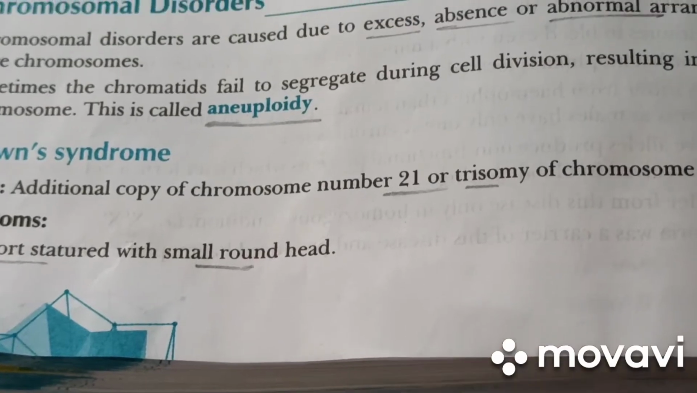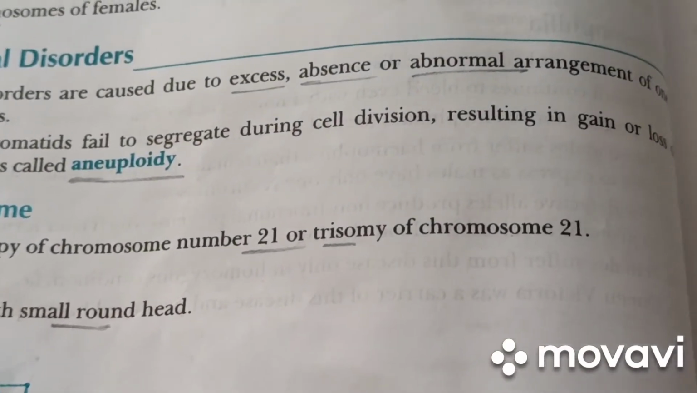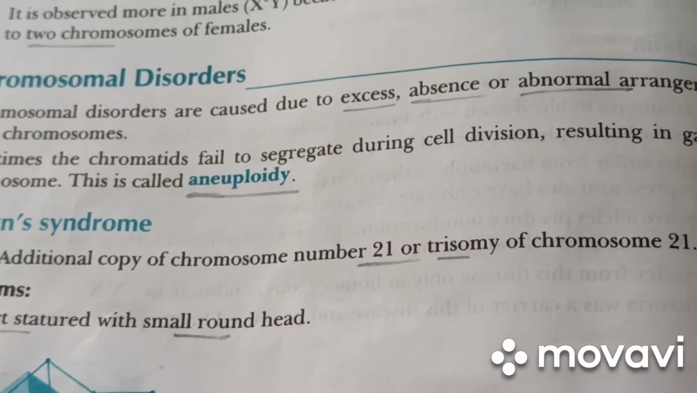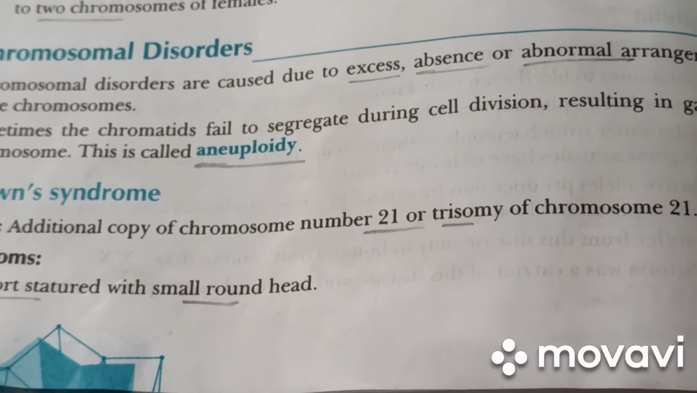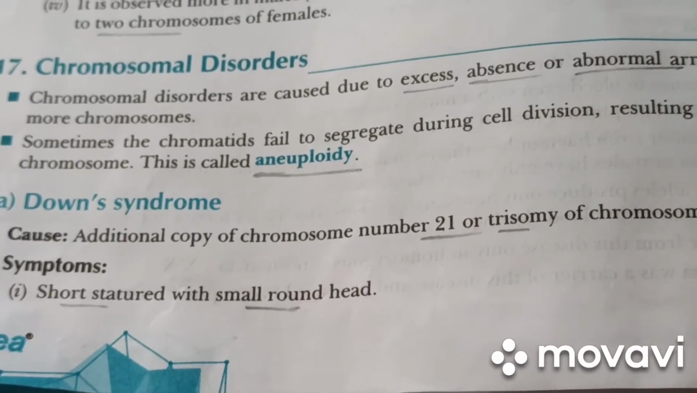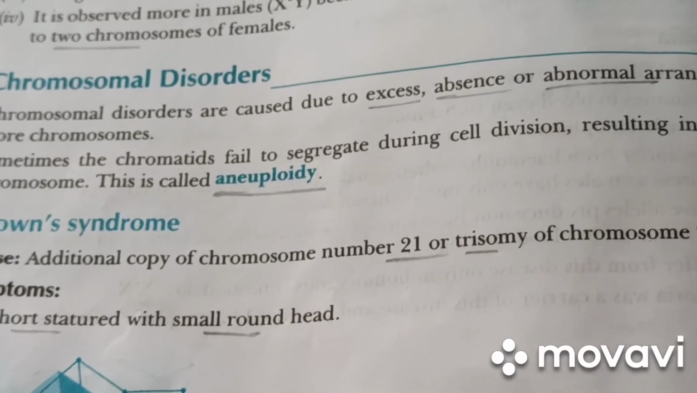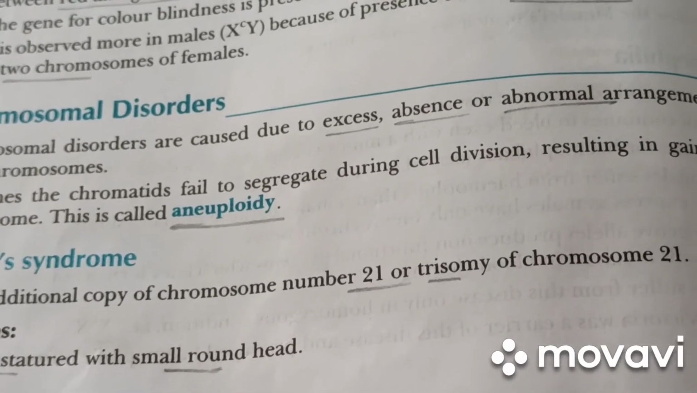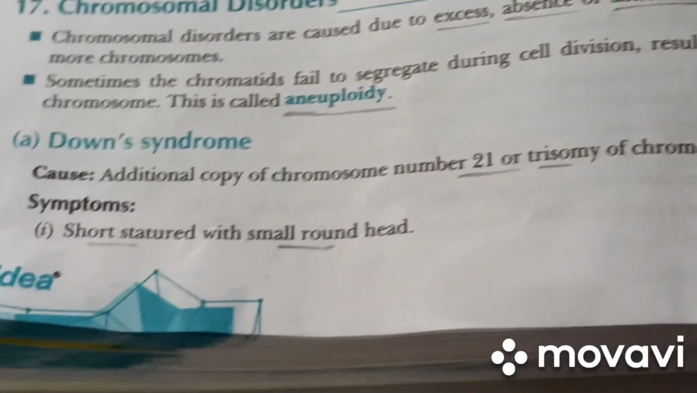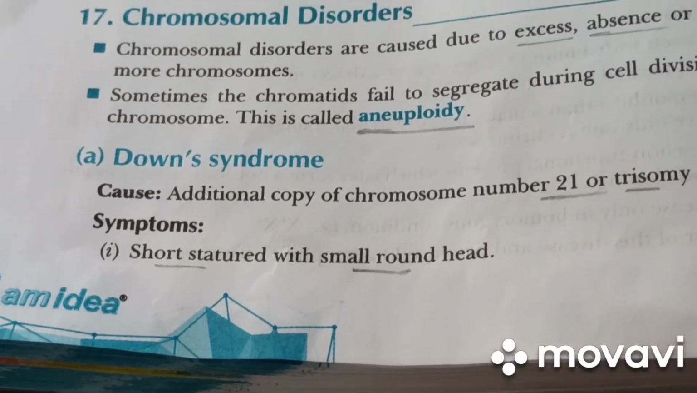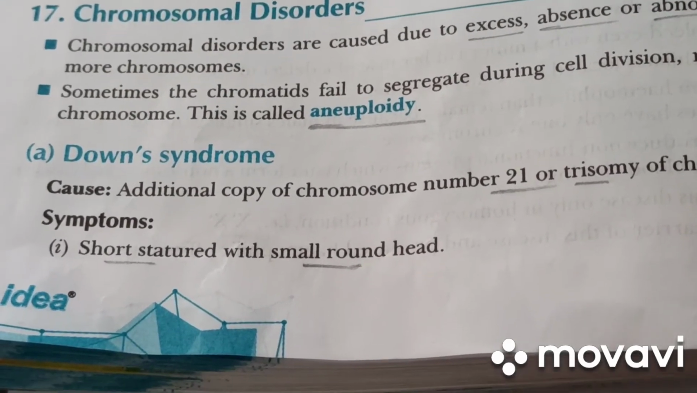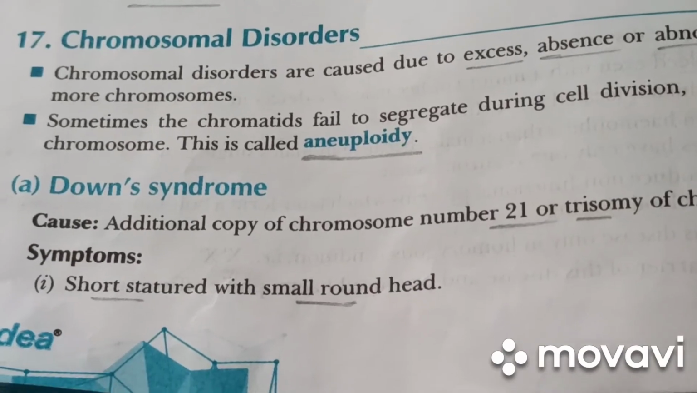Additional copy of chromosome number 21, that is, trisomy of chromosome 21. So I told there are 23 pairs of chromosomes. This is happening in the 21st pair of chromosomes. What is happening? Instead of 2 chromosomes, there are 3 chromosomes. Additional copy of chromosome number 21, or we can say trisomy of chromosome 21. The disease is called Down syndrome. So instead of 2, there are 3 chromosomes, in the 21st pair.